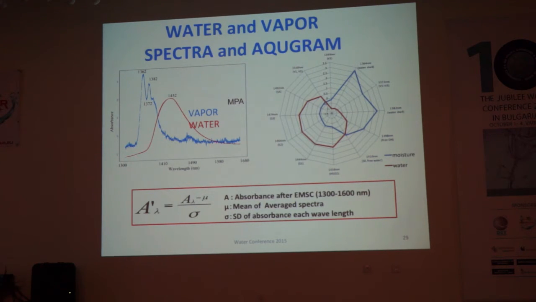So in the water, we have vapor and ice at the same time, but in different ratio. And the ice spectra is somewhere here. Now, maybe if you remember, the right side of this aquagram is the high energy absorbance bands of the water.